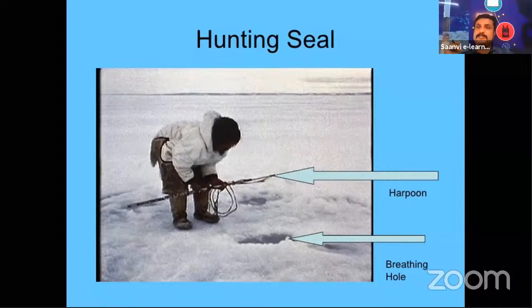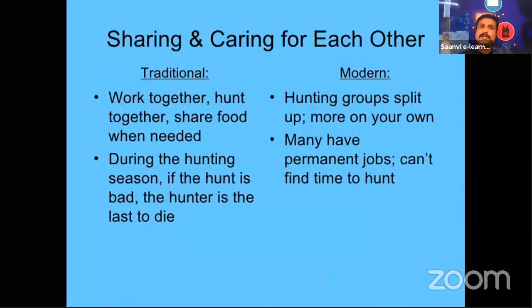Olden days, they have sledges. Okay, foxes or dogs run like a horse cart or bullock cart, you know, the same way they tie the rope on a dog or a fox, and they walk, the sledge also moves along with that. So in this way they travel in olden days. And sharing and caring each other, very good. Working together, hunt together, share food when needed. Olden days, during the hunting season, if the hunt is bad, the hunter is last to eat. That is one more situation there, because there is tradition in olden days. They shared living. They led a shared living.